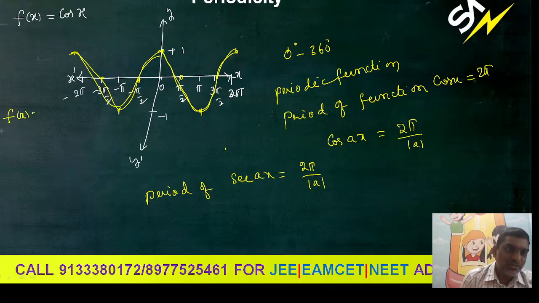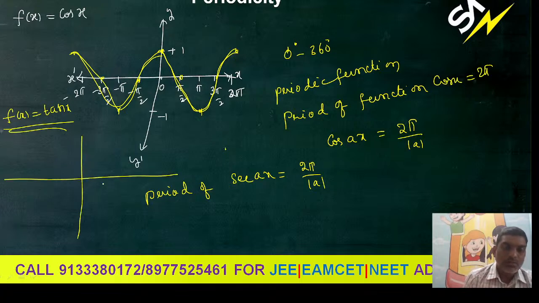f of x is equal to tan x. Okay, I am using another color to draw this graph: f of x equal to tan x, yellow color. So here we have 0, 90, 180, 270 and 360, and minus 90, minus 180, minus 270 and minus 360. These are the values we have, and here it is plus 1 and here it is minus 1.